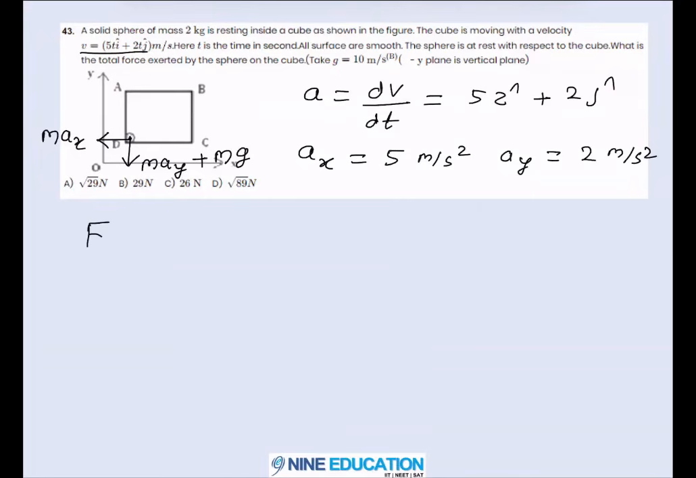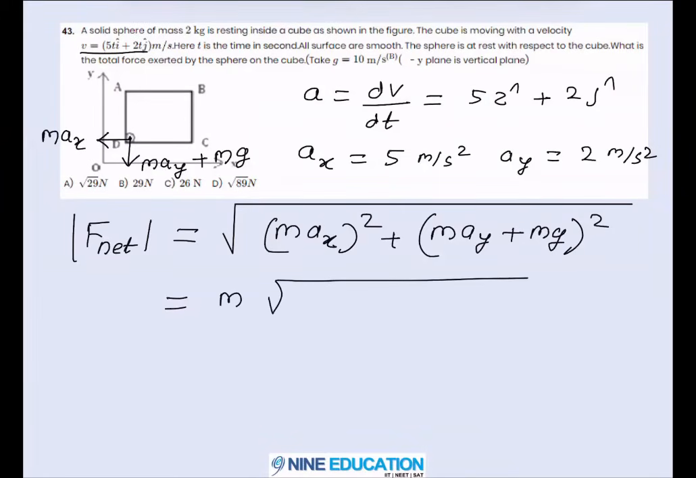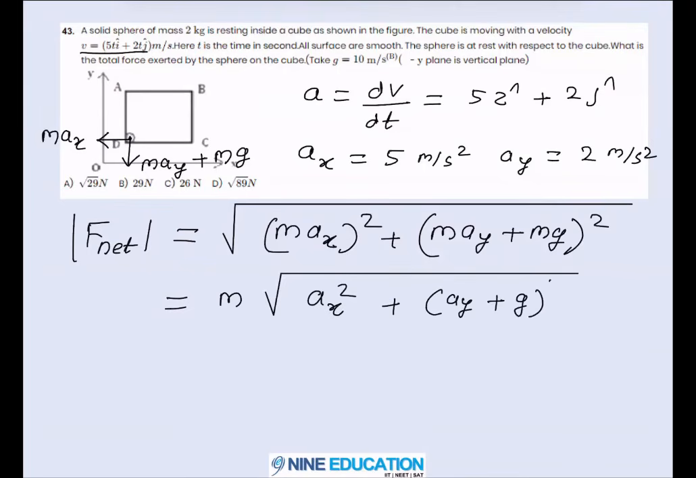So what do you think the net force magnitude will be? The net force magnitude will be root over of (m ax) square plus (m ay plus mg) whole square. One is the x component force, the other one is the y component force, right? So I will take the mass common. And this will turn out to be m times root over of ax square plus (ay plus g) whole square.